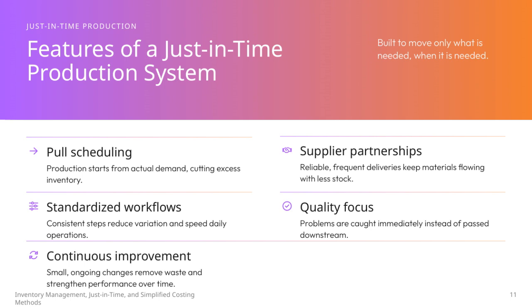By following consistent steps, we reduce variation and speed up daily operations, making the process more predictable and stable. Quality is also a top priority. Problems are identified and addressed immediately instead of being passed along the production line, preventing bigger issues later on. Continuous improvement plays a huge role in just-in-time production. Small, ongoing changes help remove waste and steadily strengthen performance. Finally, inventory management is simplified through just-in-time methods and clear costing techniques, which altogether contribute to a lean, efficient system that responds quickly to real demand.